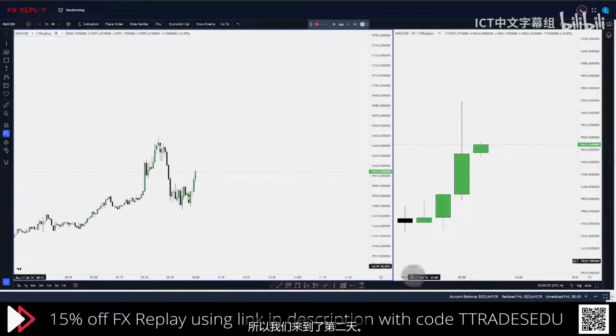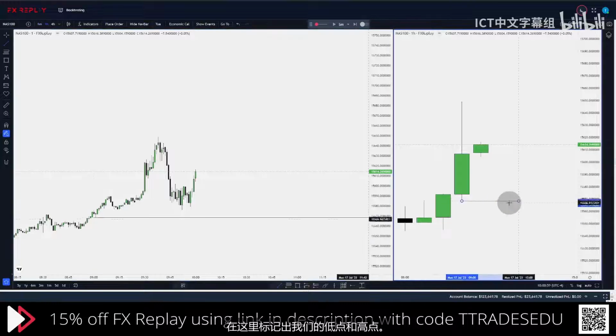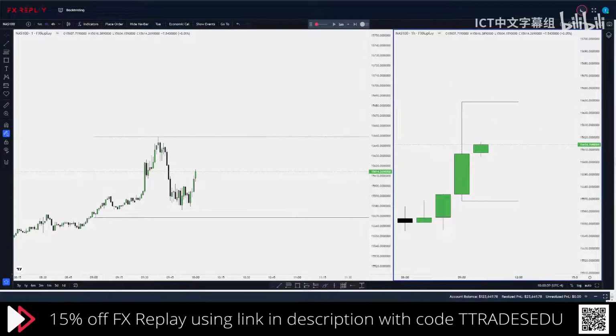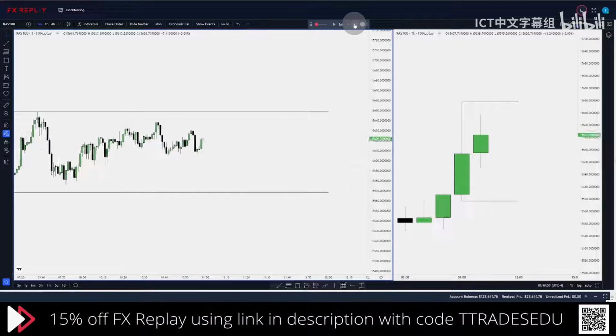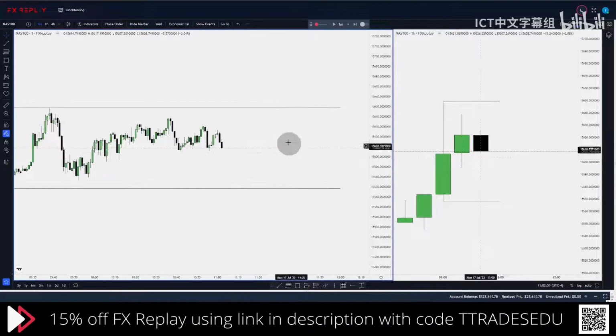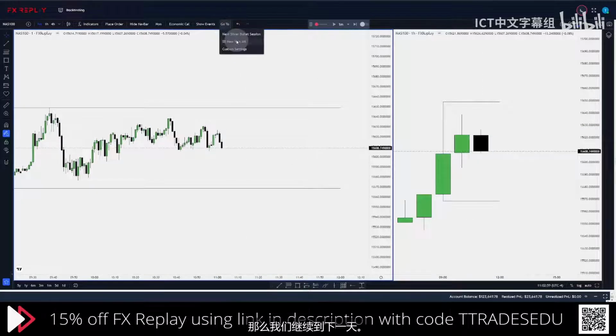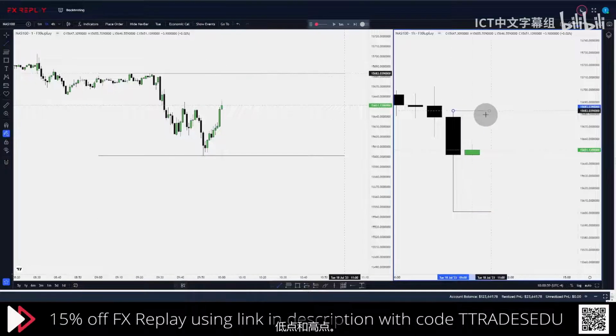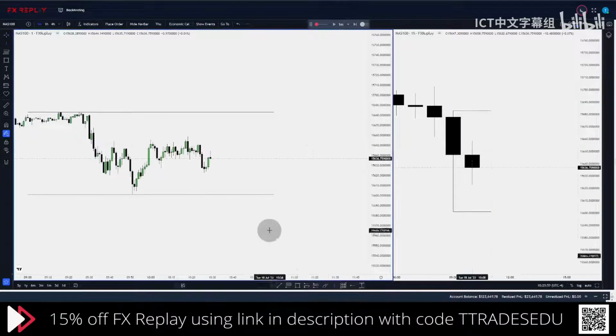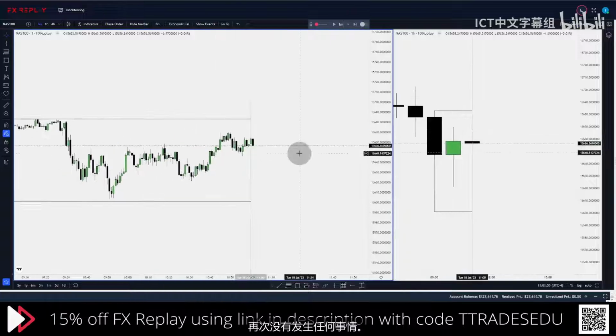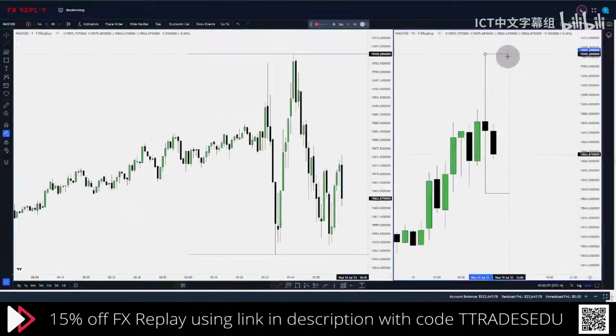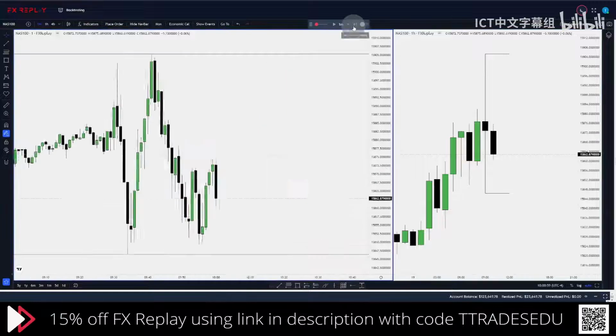So here we are in the next day, going to mark out our low and our high here. And there is our 11 a.m. Nothing happens, so let's go to the next day. Here's our 9 a.m. low and high. Nothing happens once again. Let's go to the next day. Low and the high marked out.